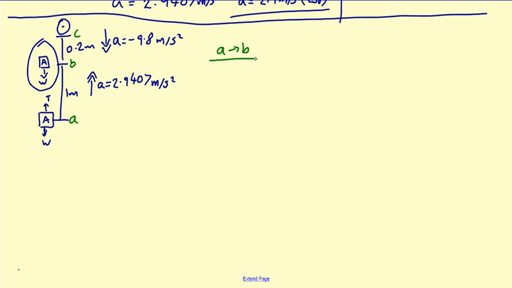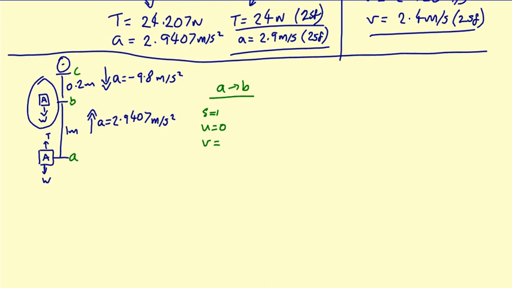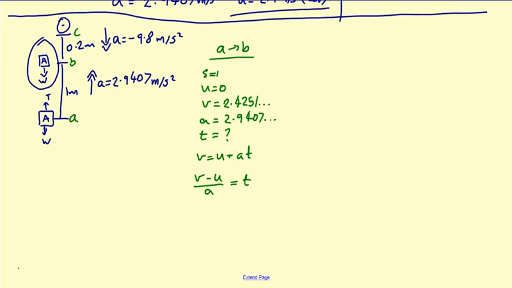So from A to B, we've got s equals 1, u equals 0. We've already worked out the speed from the previous question to be 2.4, or more precisely 2.451, blah, blah, blah. And then the acceleration is 2.9407, blah, blah, blah. And t is what we're interested in. Pick the simplest equation to solve this. I think v equals u plus at will give us the easiest way of doing it. So (v minus u) over a equals t. And we're just going to substitute this in.